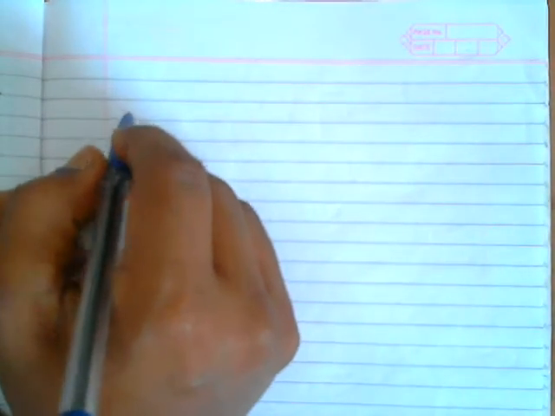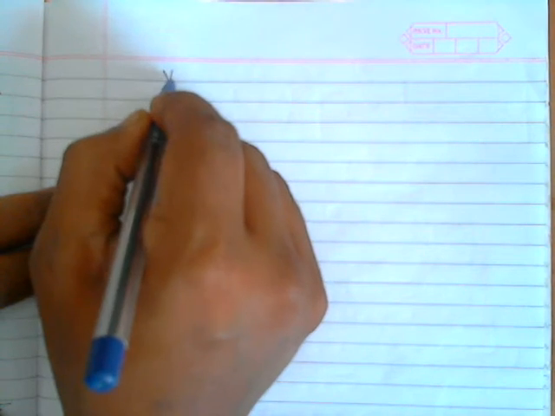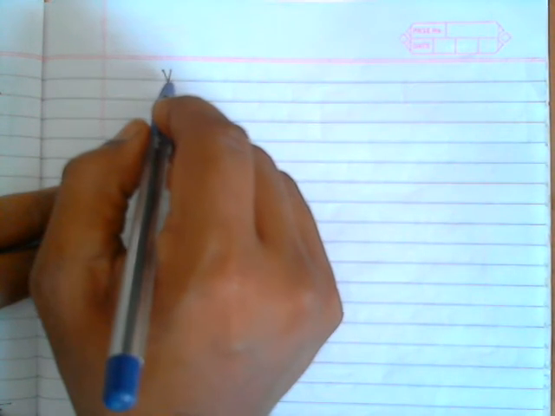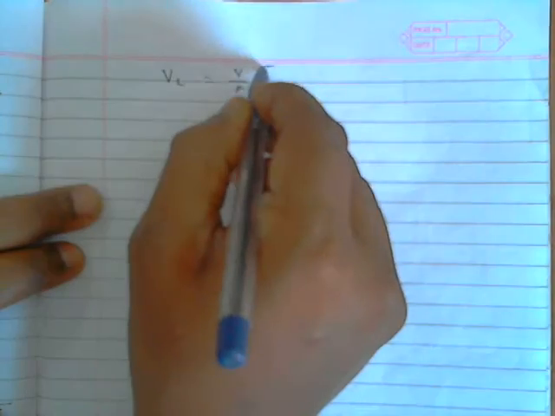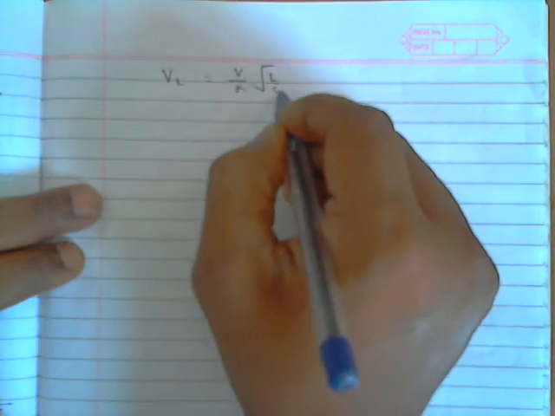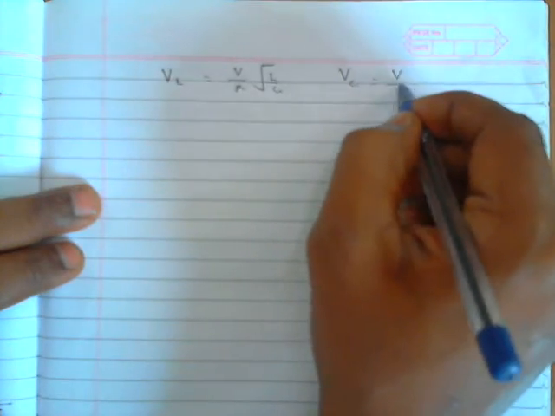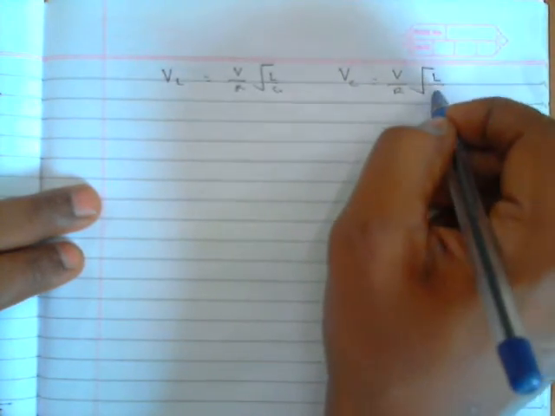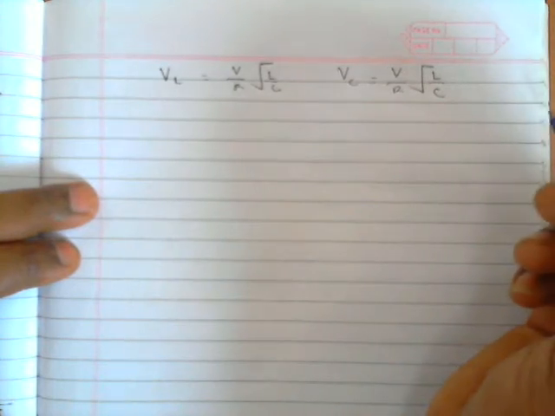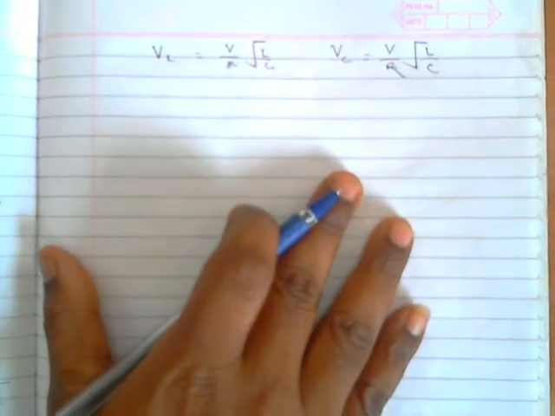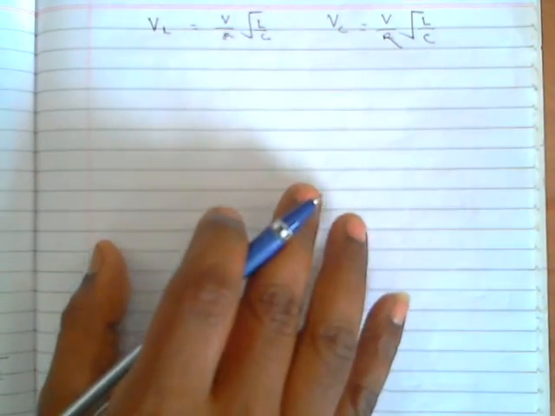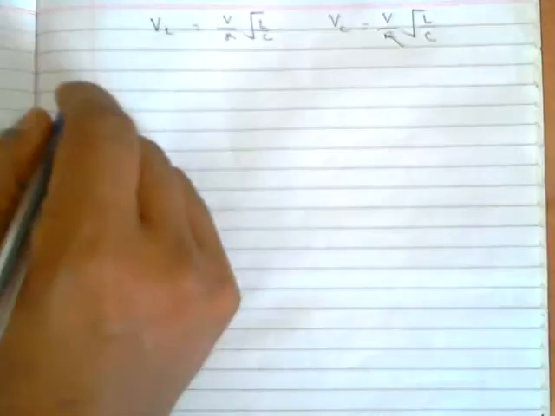Similarly, the voltage drop across resonance is given as, if it is VL, then it is given as V by R under root L by C. Okay, and if it is VC, then it is also given as V by R under root L by C. Right? So try to keep these formulas in mind. Now let's solve one example. Examples on resonance are simply put in the formula, get the answer, nothing else.